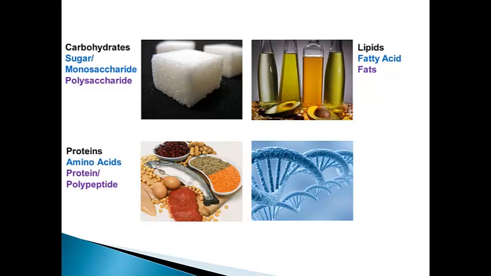Another important category of organic molecules are the proteins. Proteins are made up of the building blocks called amino acids. Amino acids then can polymerize into the larger structures, which are often referred to either as proteins or polypeptides.